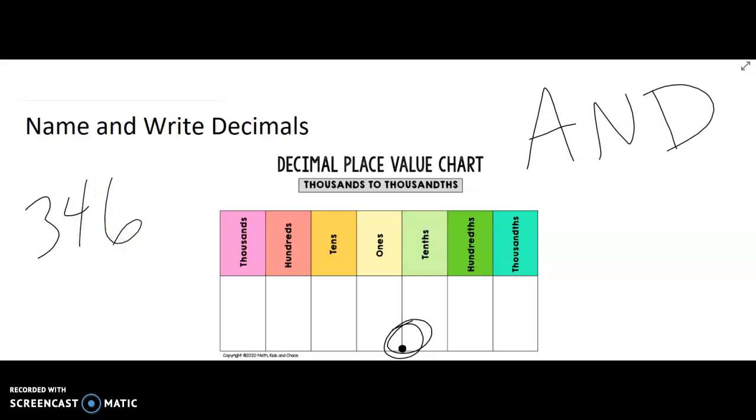Now, a lot of people struggle with this, and they'll say, this number is 346, and a lot of people will say "three hundred and forty-six." Nope, nope, nope. If you say 346, you're saying 346. That's different, right? Those are very different numbers. So make sure if you're using the word "and," you're putting a decimal point in there.